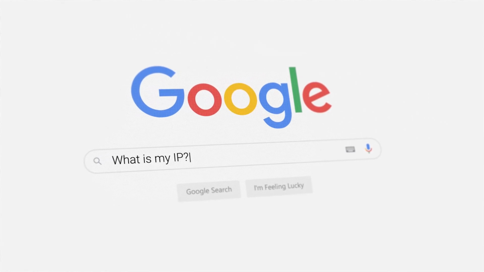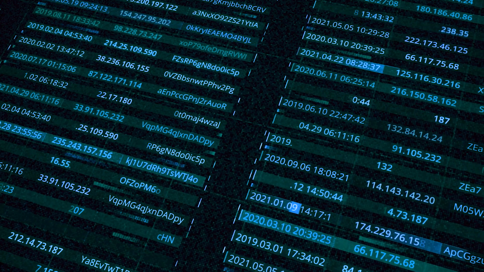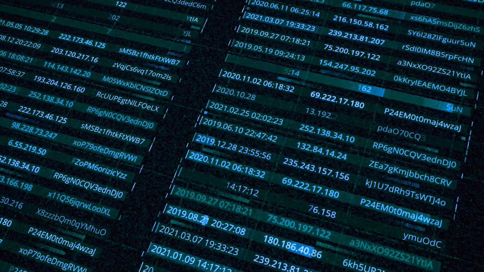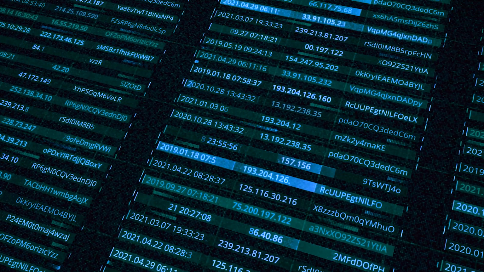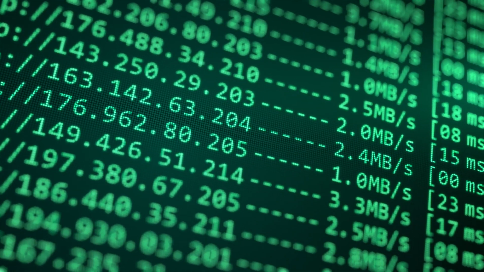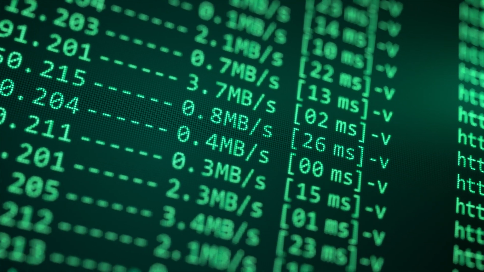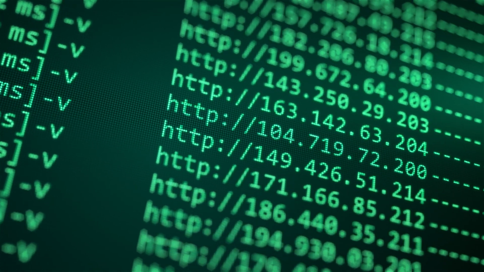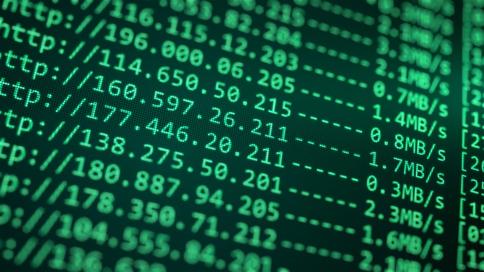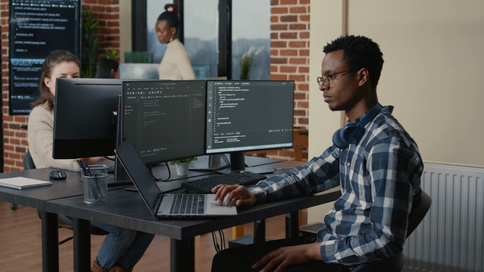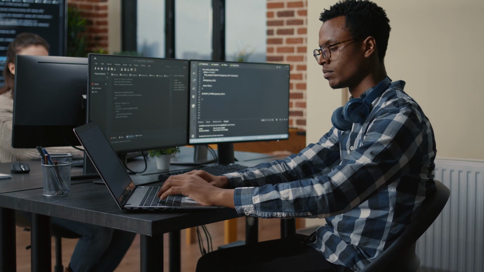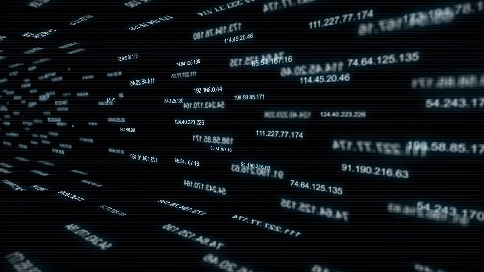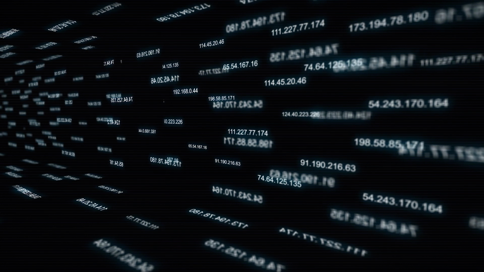So, what exactly is an IP address? Simply put, it's a unique numerical label assigned to every device connected to a computer network that uses the Internet Protocol for communication. It's like a street address for your device. It allows other devices to send and receive data to and from your device. There are two main types of IP addresses, IPv4 and IPv6. IPv4 addresses are made up of 4 sets of numbers separated by periods, while IPv6 addresses are made up of 8 sets of numbers separated by colons.